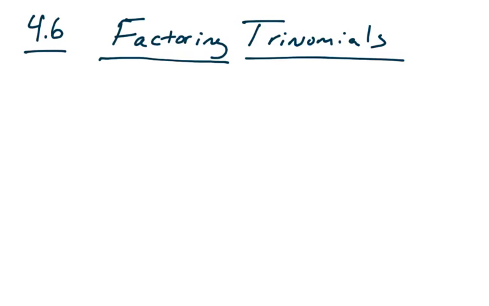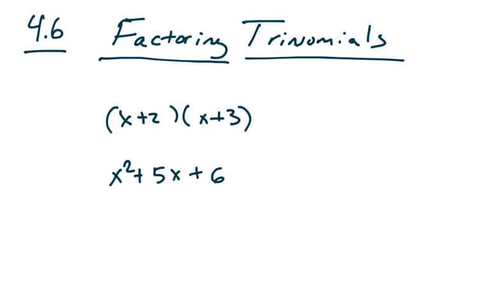let's start off with this question, which is, what happens when you multiply x plus 2 times x plus 3? Well, if we FOIL it, I'm going to FOIL it quickly, it's going to give us x squared plus 5x plus 6.